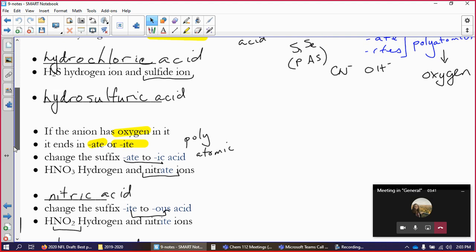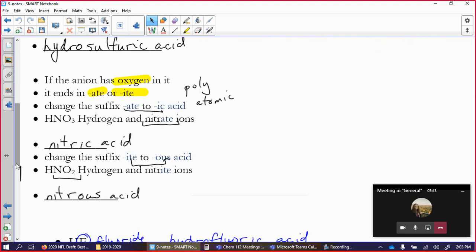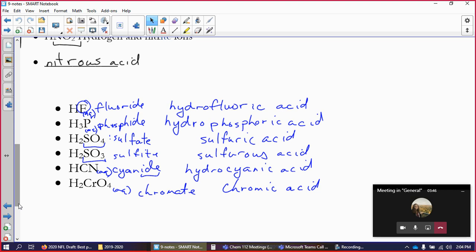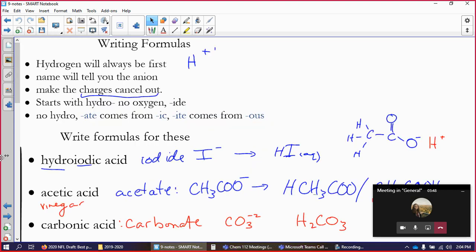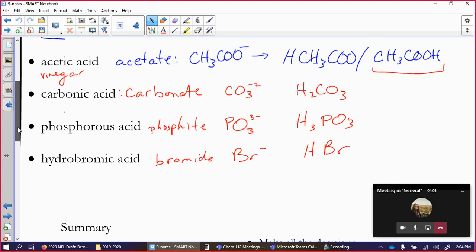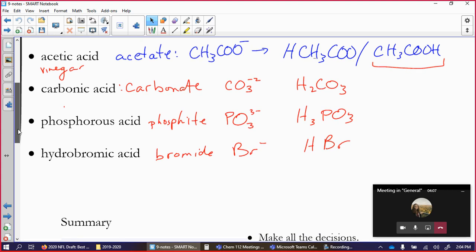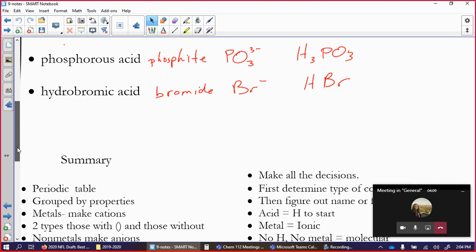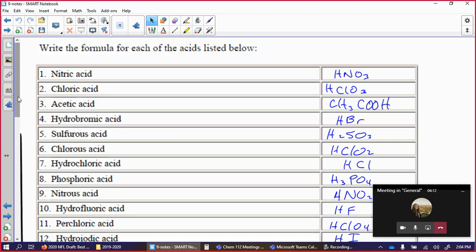If it's an "ite," it becomes "ous." So nitrite becomes nitrous acid. And we did those. And writing the formula, the name tells you what the anion is. So hydroiodic: I've got a hydro, and ic means I need iodide, which is I minus, and I add an H. Acetic is vinegar, or acetate. Carbonate, phosphite from phosphorus. We'll talk about that summary bit in a minute.